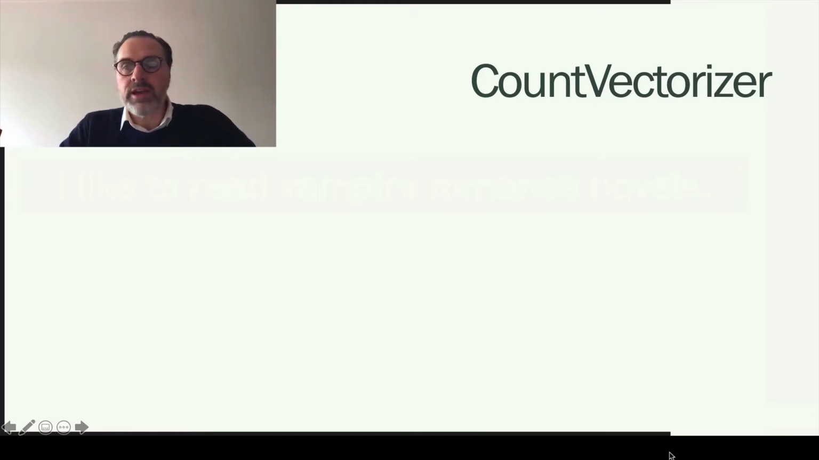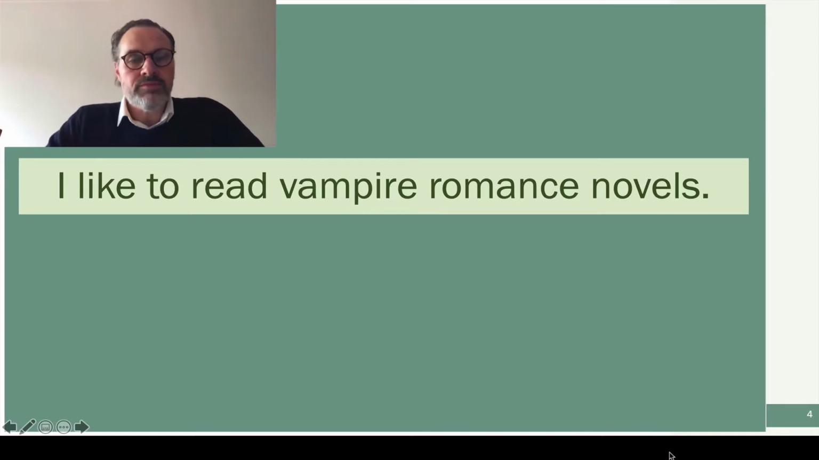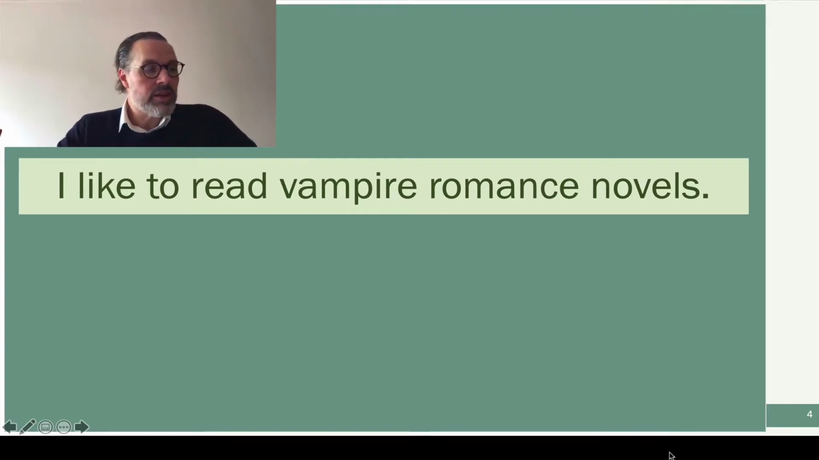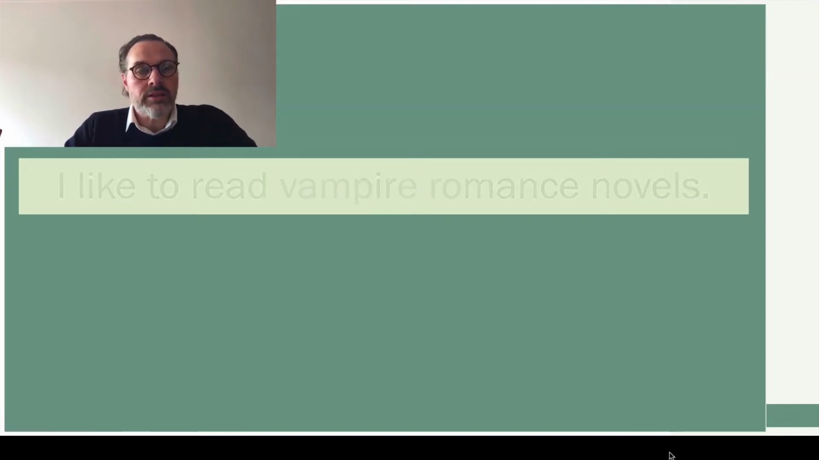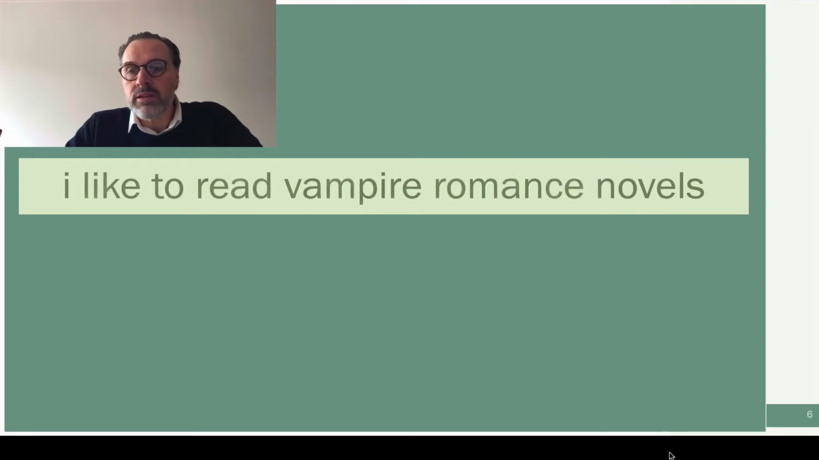So let's have a look at how Count Vectorizer works. Here's an example of a review, a very short review. I like to read vampire romance novels. So the first thing that we get to do is change the text to lowercase. So now everything is the same case. The next thing we do is remove non-word characters. So here's a full stop or a period. We get rid of that.